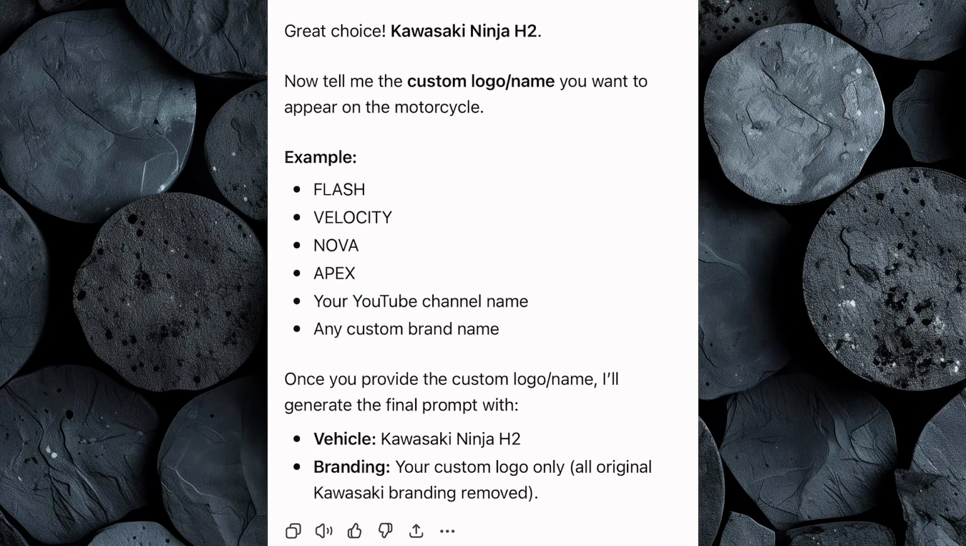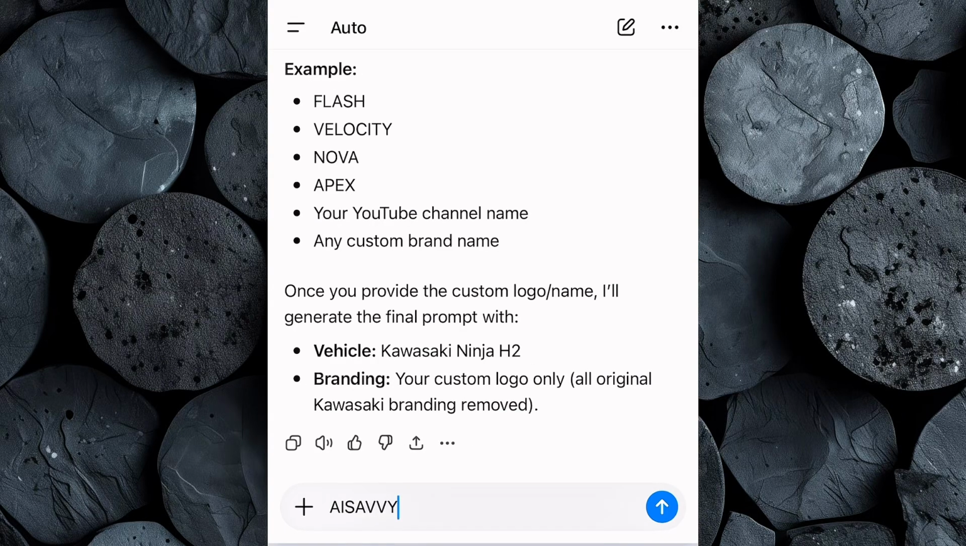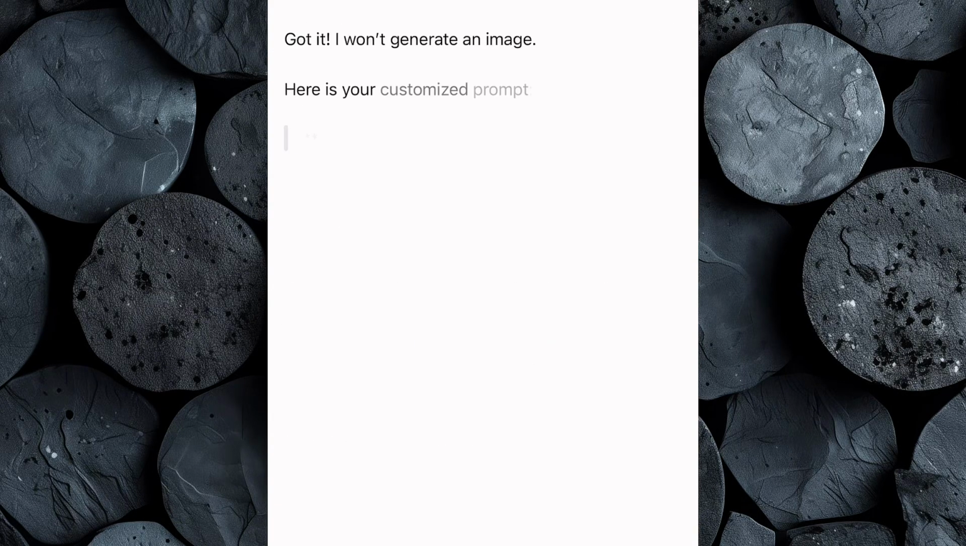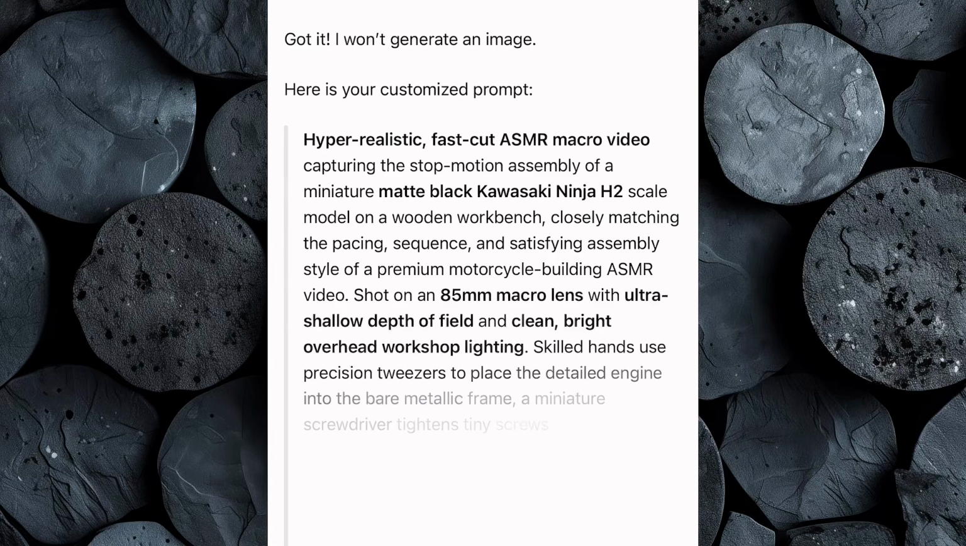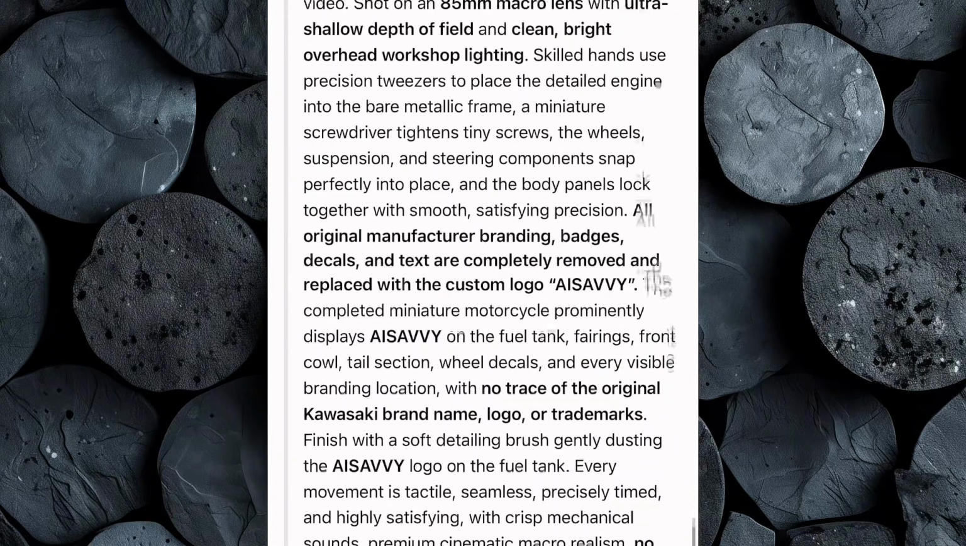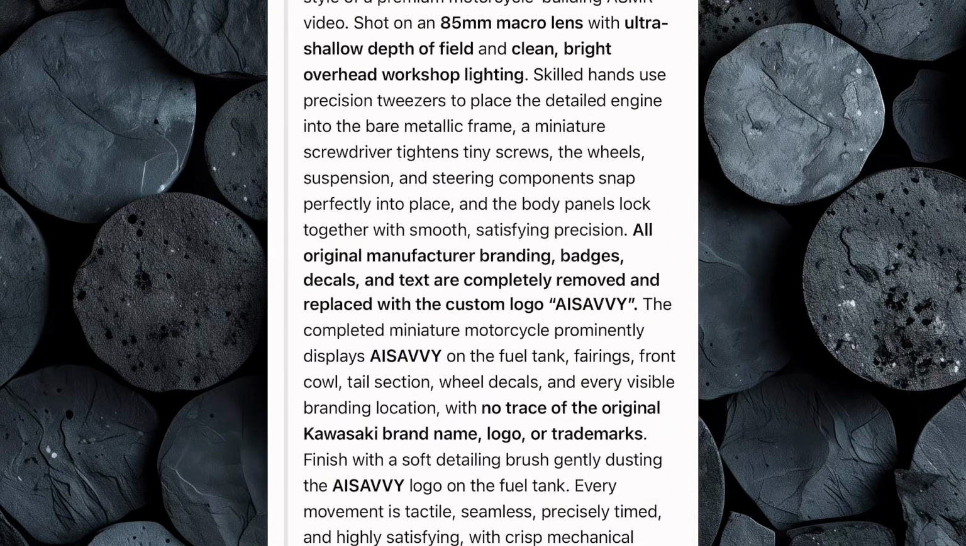ChatGPT will then ask you to enter the custom logo or brand name you want to appear on the bike. Once you enter your logo and press Enter, ChatGPT will instantly generate a highly detailed cinematic AI prompt that's optimized for creating a hyper-realistic miniature motorcycle assembly video with custom branding, ready to use with your favorite AI video generator.